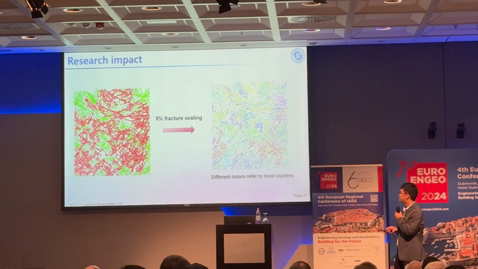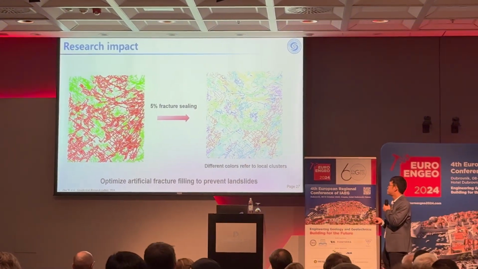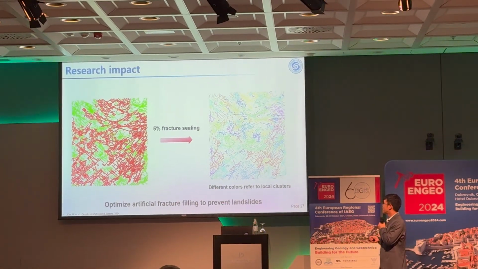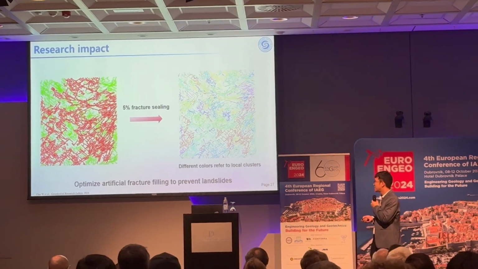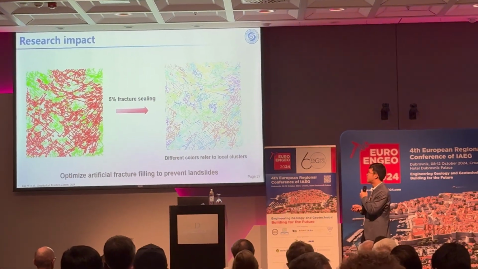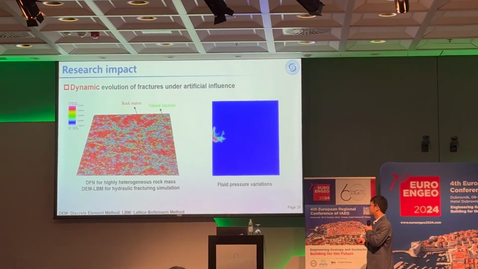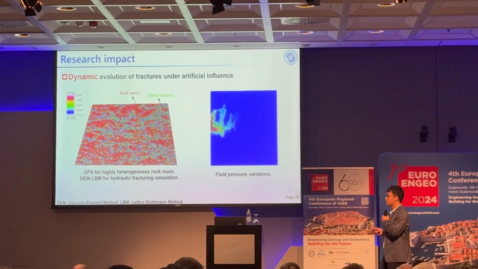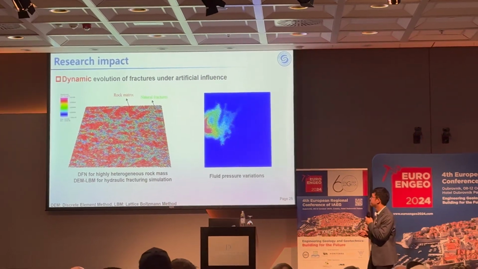It's very important. For example, it can help us optimize artificial fracture filling to prevent landslides, the grouting process. If we can find those critical fractures and seal them, it will significantly reduce the connectivity of the overall fracture networks. And furthermore, we can also characterize the dynamic evolution of the fractures under artificial influence. For example, the hydraulic fracturing process.